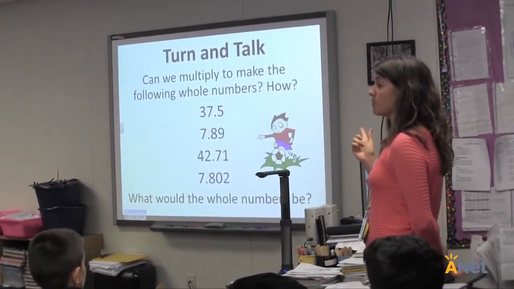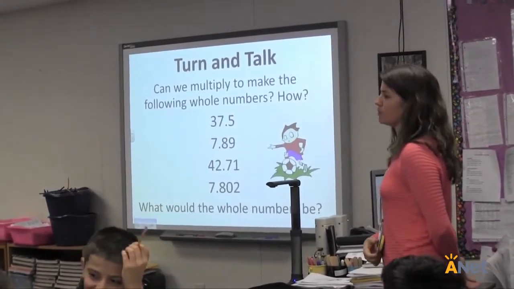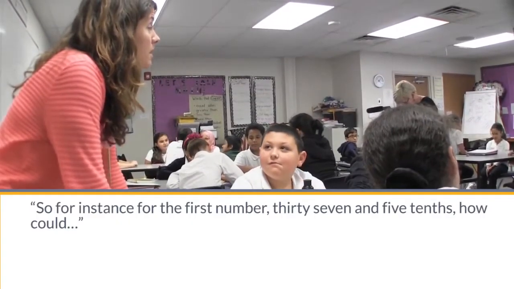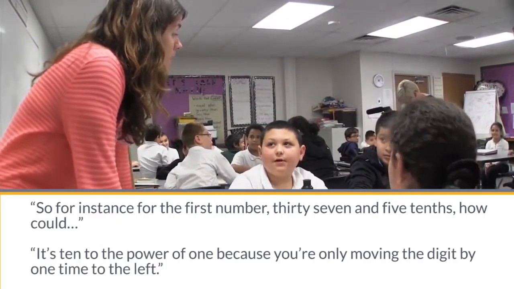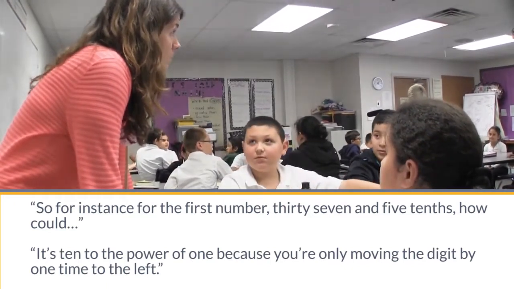You're going to turn and talk to the people at your table, answer the questions, and then figure out what the whole numbers would be. I'm going to give you 3 minutes. So, for instance, for the first number, 37 and 5/10, how could you make 10 to the power of 1, because you're only moving the digit by 1 time to the left.